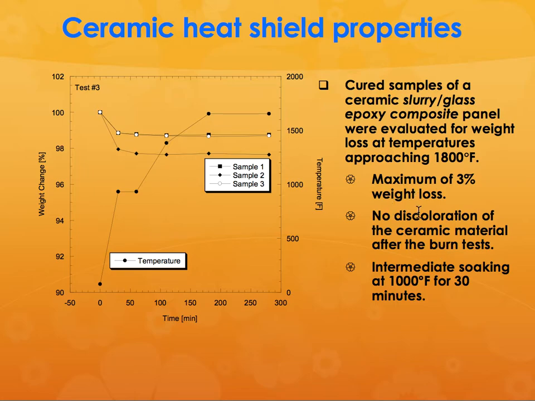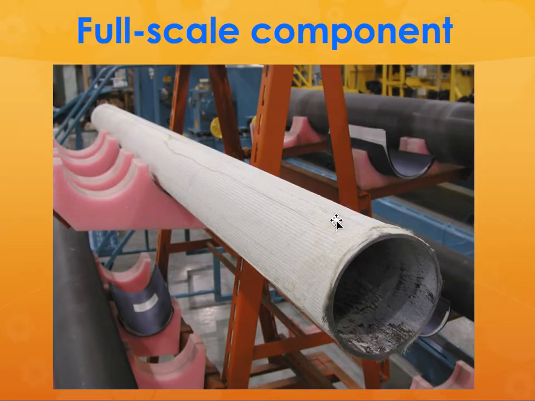So we checked the ceramic heat shield properties, and what it showed us was that the mechanical properties and the ceramic properties remained constant, and we were able to get the right kind of properties. So this is the full scale component. This is about 12 feet long by about 6 inches in diameter. So the outside ceramic layer is only about 0.1 to 0.2 inches in thickness, and the inside layer is again about 0.4 inches in thickness.